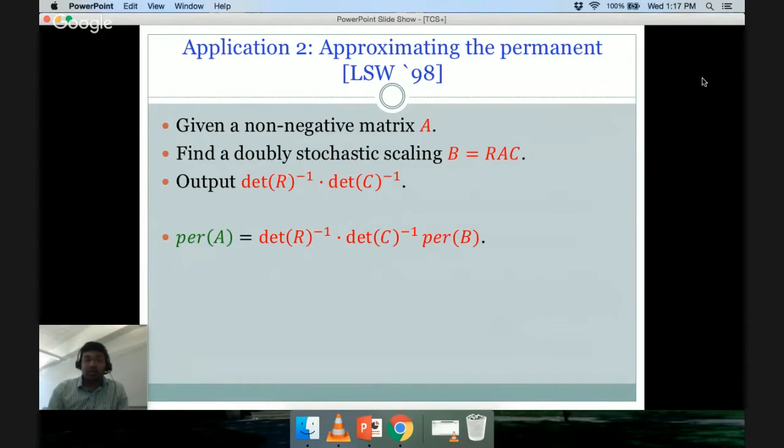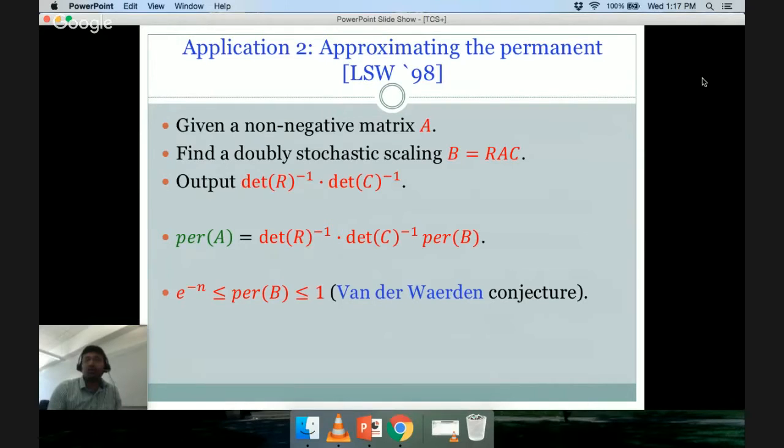As Ored pointed out, permanent of A is exactly equal to determinant of R inverse times determinant of C inverse times the permanent of B. It's only true if R and C are diagonal matrices, which they are in the scaling algorithm. Now since B is doubly stochastic, permanent of B is at most 1 and is at least e to the minus n. This follows from the van der Waerden conjecture, which is now a theorem. So this algorithm provides you an e to the n approximation to the permanent of A.